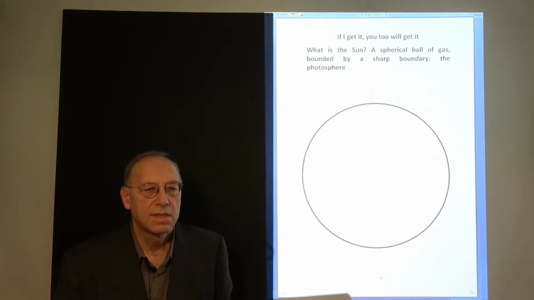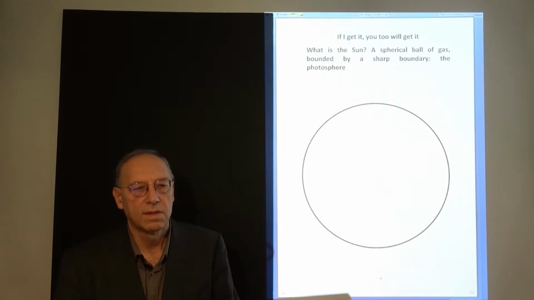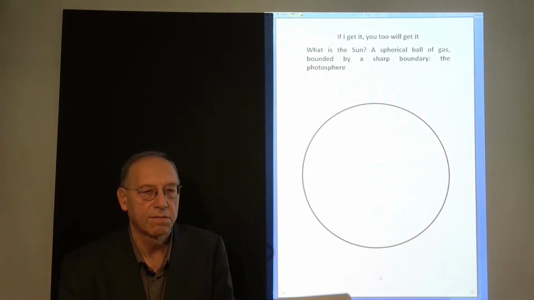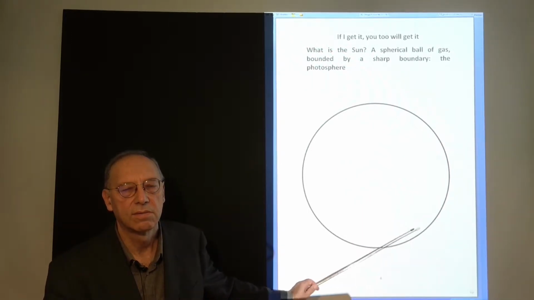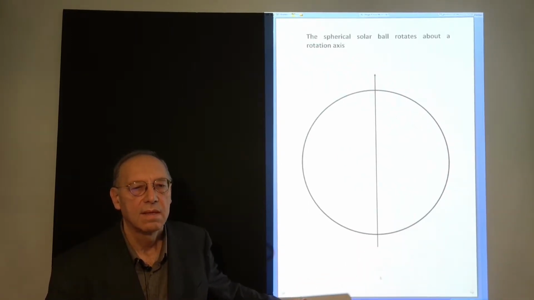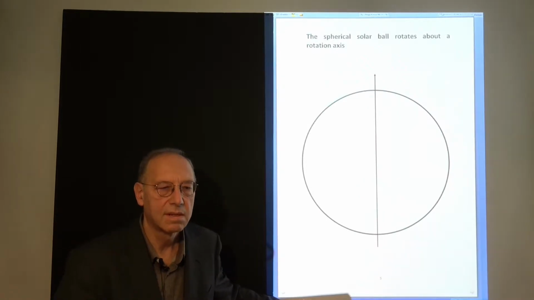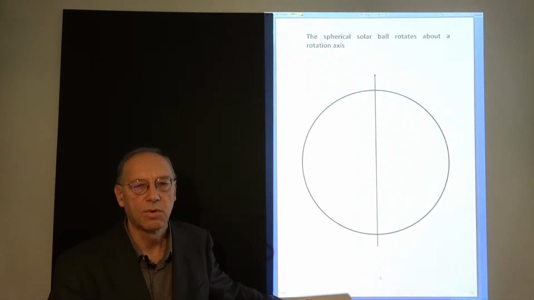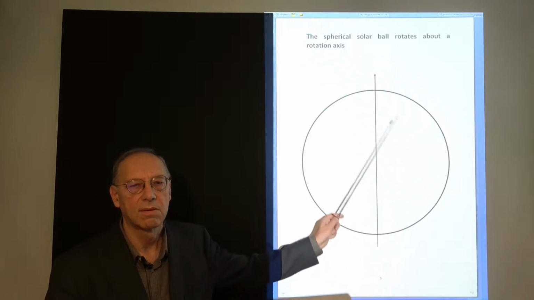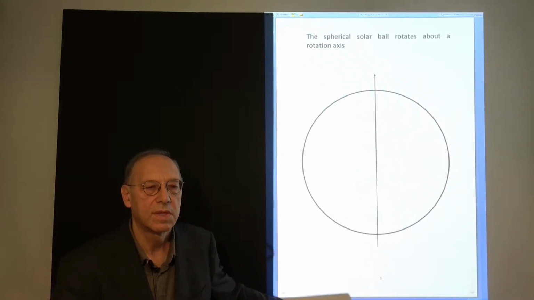The Sun is basically a spherical ball, and it's closed, even though it is a free gas, by a sharp boundary called the photosphere. This is the line in this cartoon. The first fact that is clear with the structure of the Sun is that this ball rotates about a rotation axis with a north polar rotation pole and a south one.